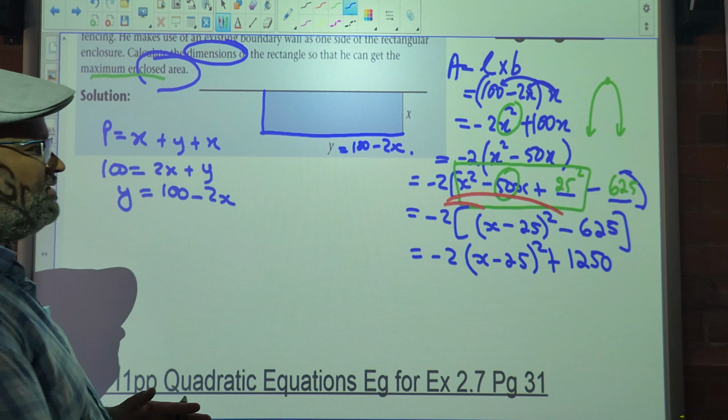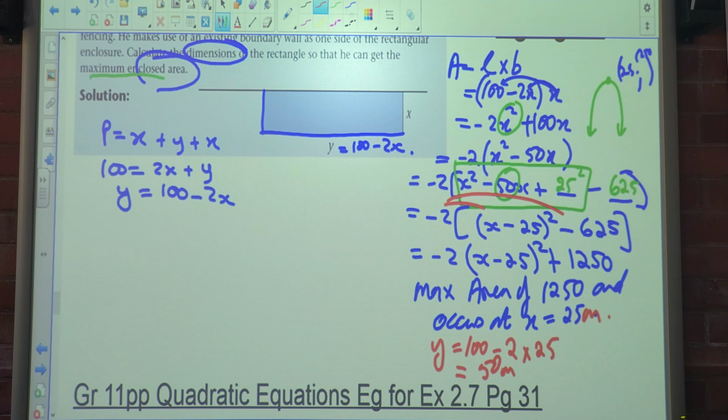They want the dimensions, so they want the x and the y. They want both. So to calculate the y, we have a y value of 100 minus 2 times 25. And what's 100 minus 50? 50. So we'll have a 50 meter by 25 meter rectangle to give you a maximum area. You understand, people? Any questions?